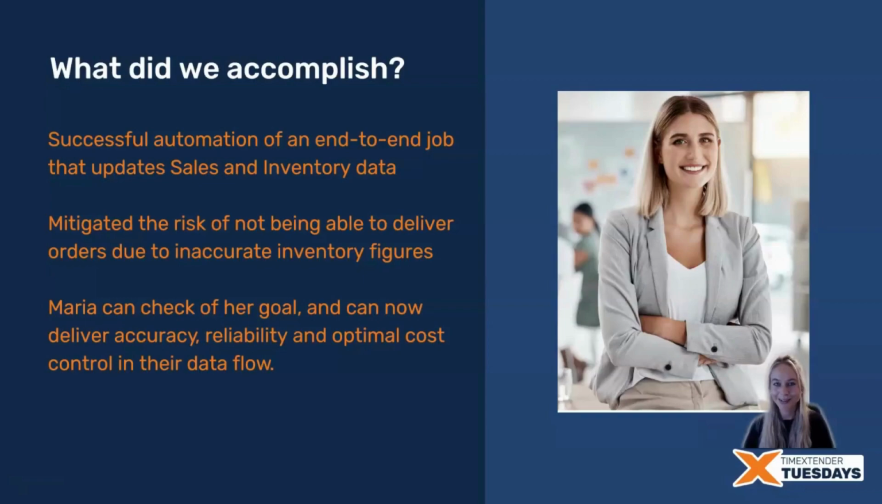So what did we actually accomplish today? Well, first of all, Maria is very happy because we successfully managed to automate an end-to-end job that updates her company's sales and inventory data each morning. Compared to Black Week last year, she has now also mitigated the risk of not being able to deliver orders due to inaccurate inventory figures. So Maria can check off her goal. She can now deliver accuracy, reliability, and also optimal cost control in their data flow.